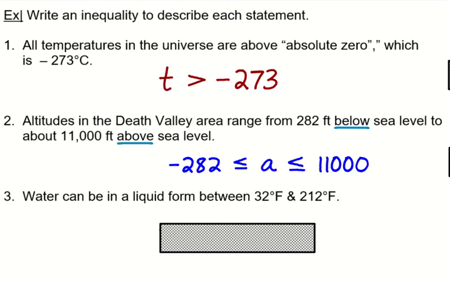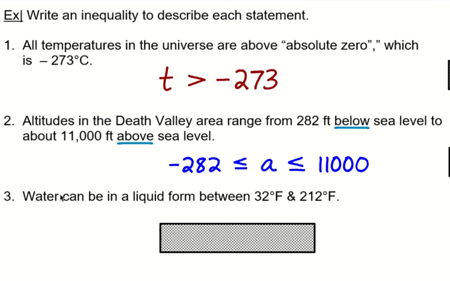Number 3. Water can be in a liquid form between this temperature and this temperature. So we're going to use the T variable again. But again, we are between this degree and this degree. Are we going to use the less than symbols or less than or equal to? You think the verbiage here pretty much says that water could be in a liquid form at exactly 32 degrees and 212? Can we include those?